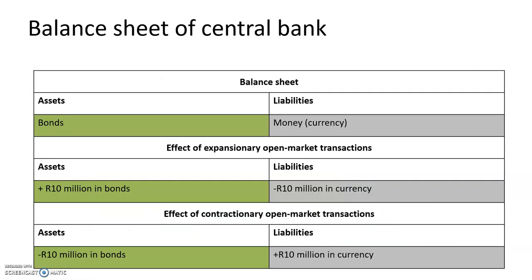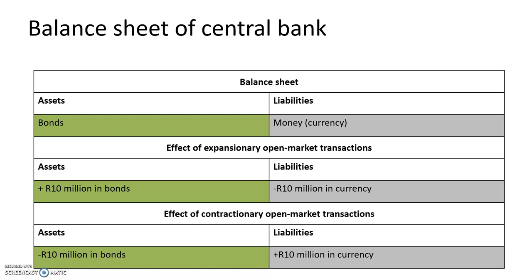The balance sheet of the central bank. The balance sheet of a bank or firm or individual is a list of its assets and liabilities at a point in time. The assets are the sum of what the bank owns and what is owed to it by others. The liabilities are what the bank owes to others. The assets of the central bank are the bonds it holds in its portfolio. Its liabilities is the stock of money in the economy.